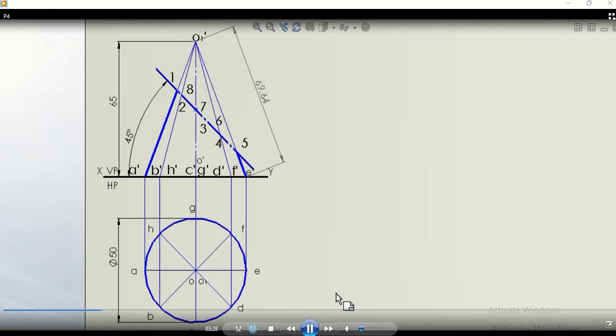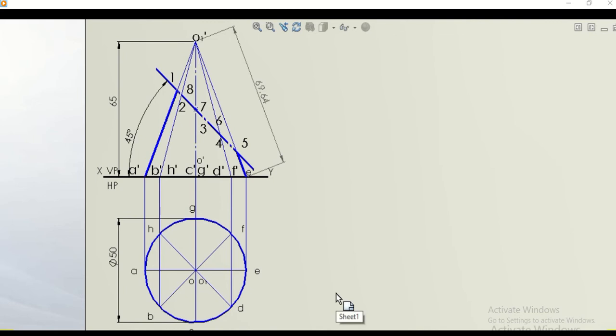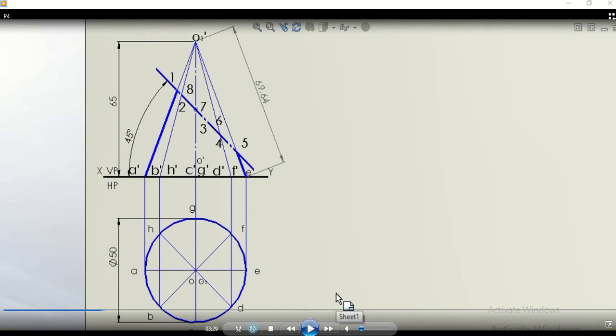Okay, like this you need to complete marking the points on the cutting plane. 1 is representing the point on OA, 2 is representing the point on OB, 3 on OC, 4 on OD, 5 on OE, 6 on OF, 7 on OG, 8 on OH. Like this you need to mark the points wherever the cutting plane is passing through the end generators.